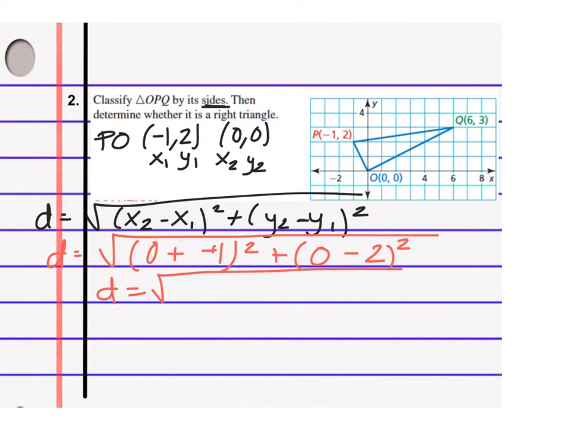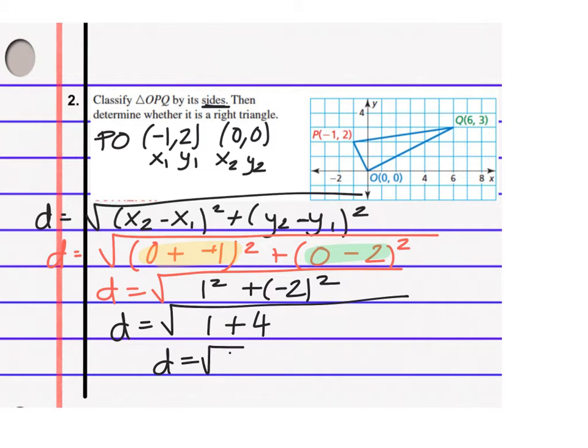So 0 plus 1 right here. 0 plus 1 is 1. Zero minus 2 is -2. I'm going to square those. 1 squared is 1. -2 squared is +4. I get the square root of 5. So this side length on my triangle is the square root of 5.